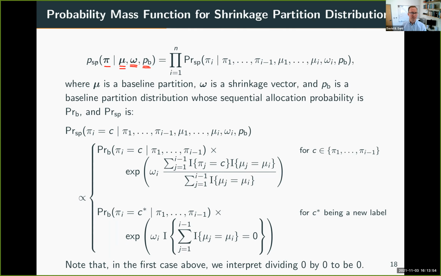Now, how we actually do that is we take the product as i goes from 1 to n of these individual allocation probabilities, which are given by the baseline allocation probability, modified by the degree to which the allocation is compatible with the baseline partition. Now, I don't want to scare you with the details here. We're going to see an example that this is actually a very simple quantity to compute. But do notice that we are taking the product as i goes from 1 to n.